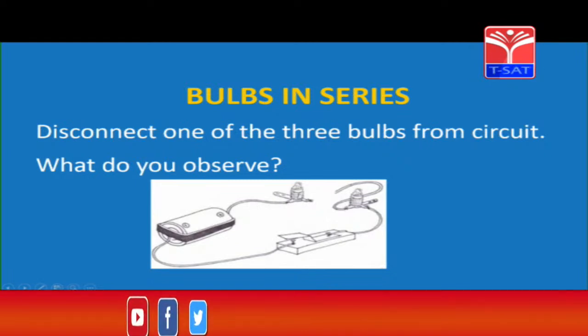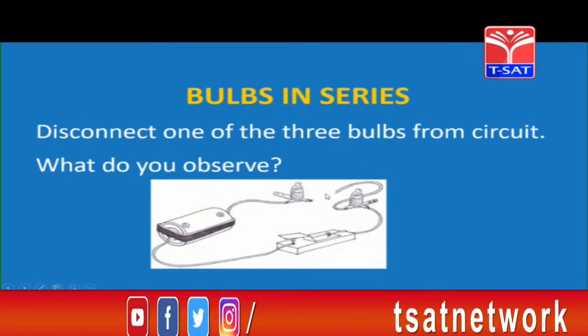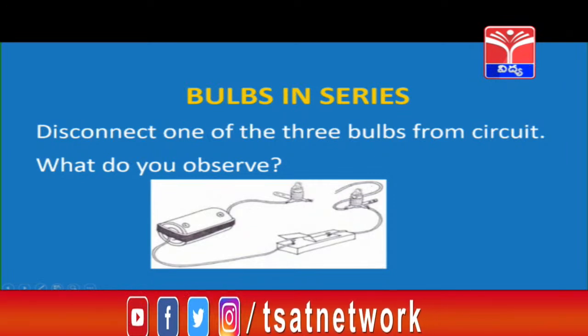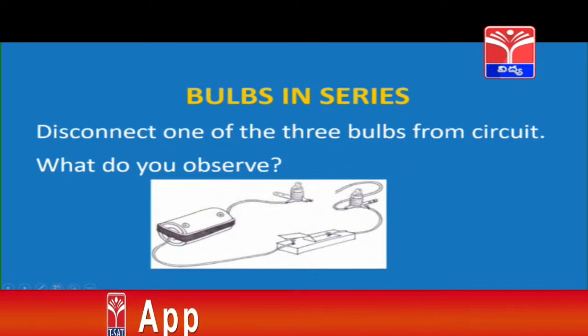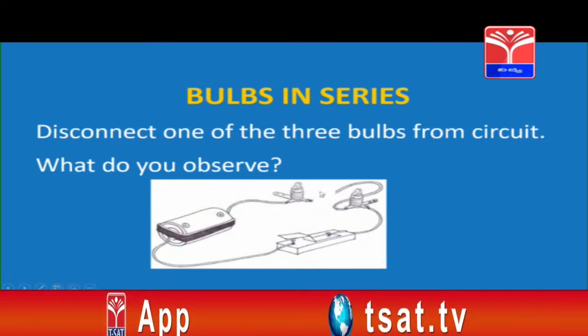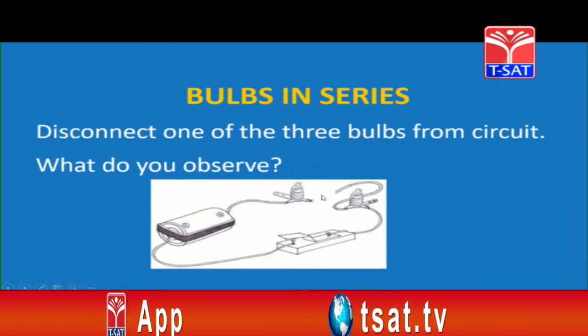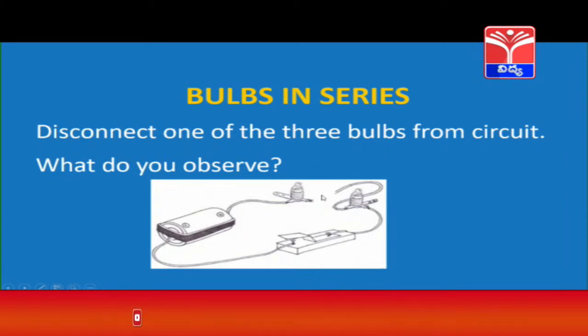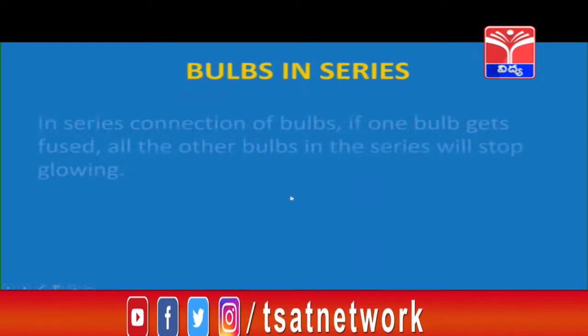Now, from the positive terminal there is a cut between 2 bulbs. From this no electricity passes. Therefore, this bulb won't glow and this bulb also won't glow because the circuit is incomplete. Always in series connection of bulbs, we will observe this difficulty.